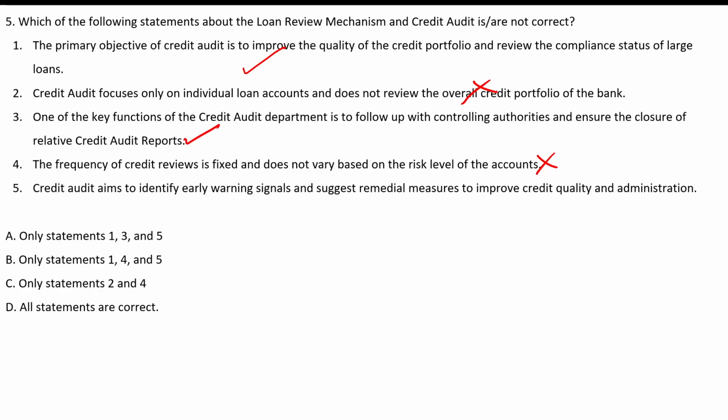A credit audit aims to identify early warning signals and suggest remedial measures to improve credit quality and administration. So this is correct. So 1, 3, and 5, option A. So this is asking for the non-correct statements. So 1, 3, and 5 are correct. 2 and 4 are not correct. Option C, only statements 2 and 4.